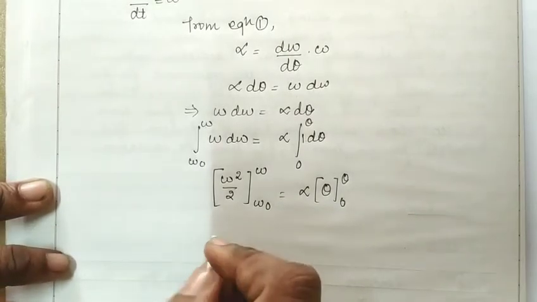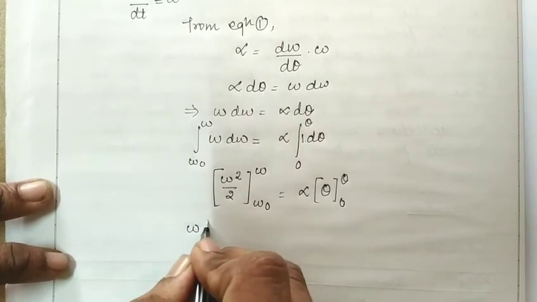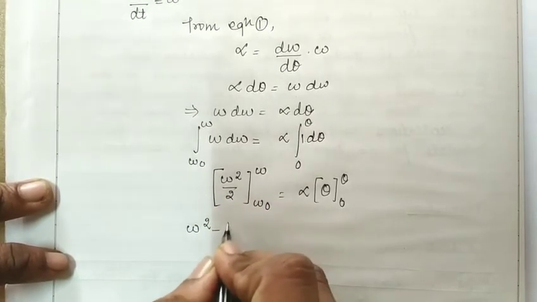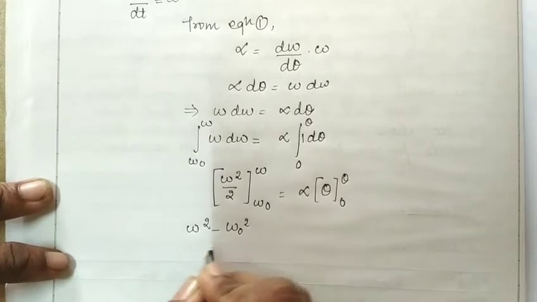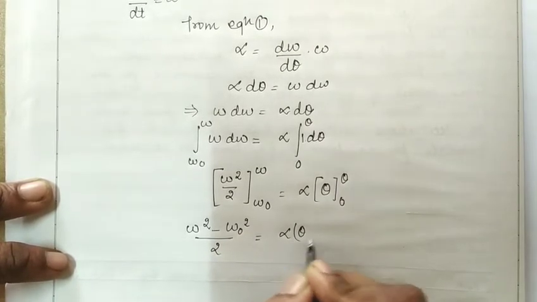So now we are going to put in the limits. Upper limit is omega, so omega square minus omega naught square upon 2 is equal to alpha times theta minus 0.